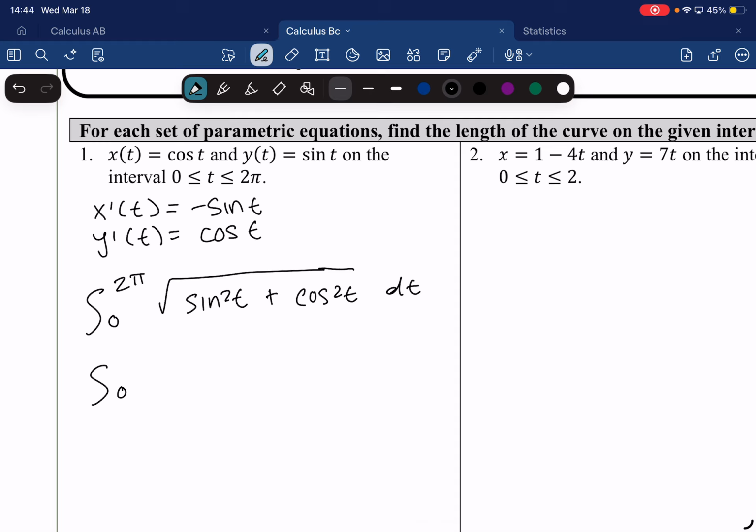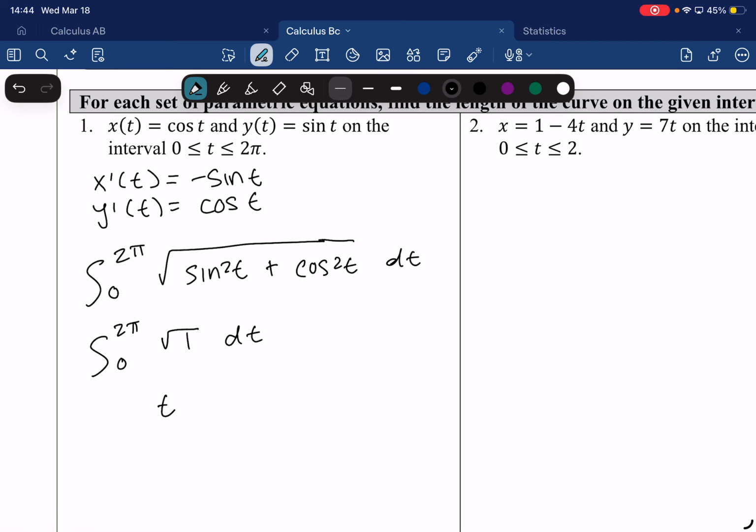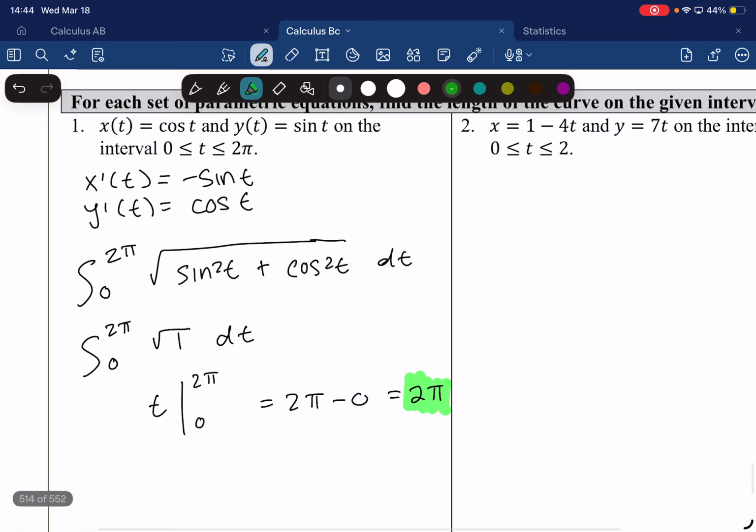So we have the integral from 0 to 2 pi of the square root of 1 dt. Square root of 1 is just 1. So what would be the integration of 1? t. So we have t, and we're going to solve that from 0 to 2 pi. I'm going to plug in 2 pi, and then subtract and plug in 0. So this is 2 pi minus 0, which is 2 pi, and that is our answer. Any questions on 1?